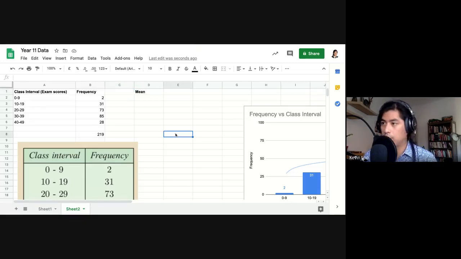So let me stop the recording. That's enough of group data. Then I will show you some iMaths exercises. So how do I stop this recording? This recording will be saved in my Google Drive.